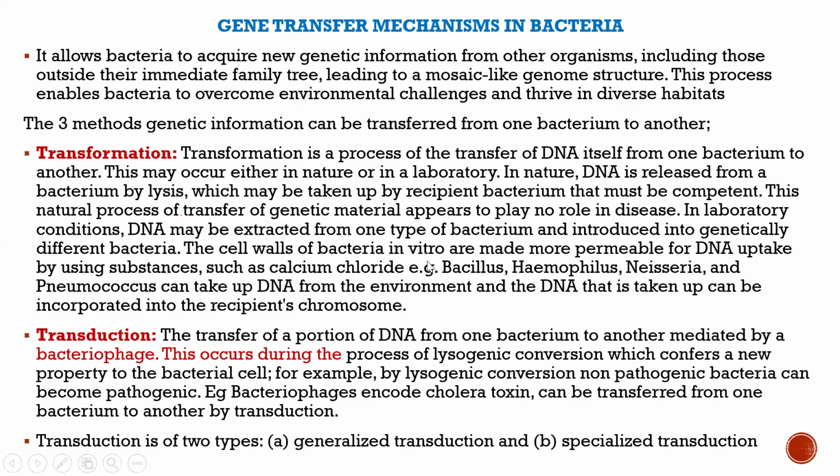So the cell walls of the bacteria in in vitro studies, which means outside the body of the organism, are made more permeable for DNA uptake by using substances such as calcium chloride. Examples of this kind are Bacillus, Haemophilus, Neisseria, and pneumococcus, which can take up DNA from the environment. And then the DNA that's taken up can be incorporated into the recipient's chromosome.